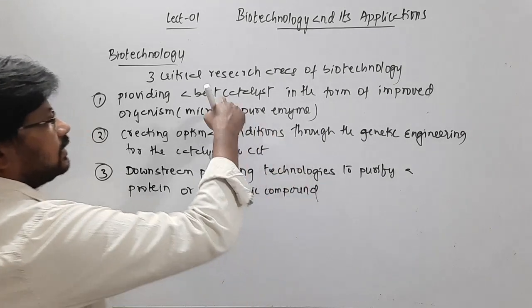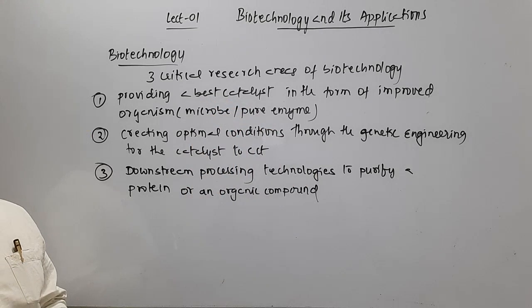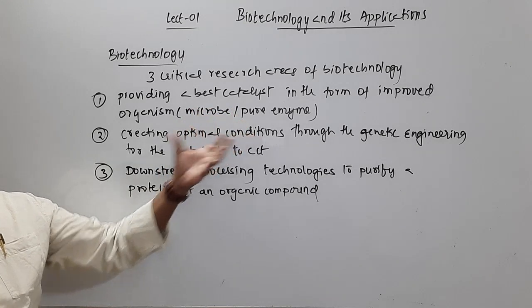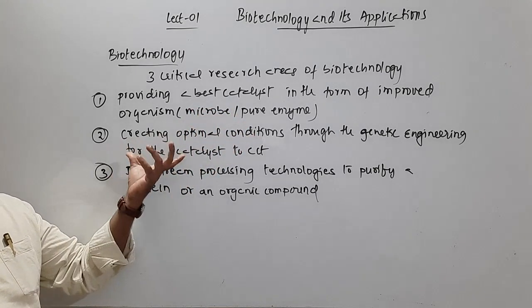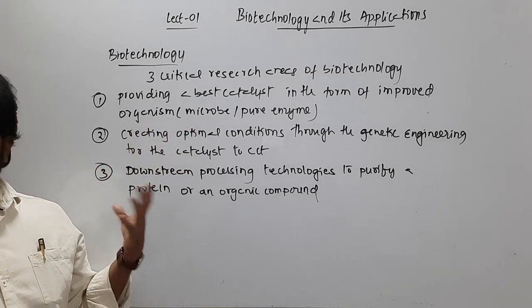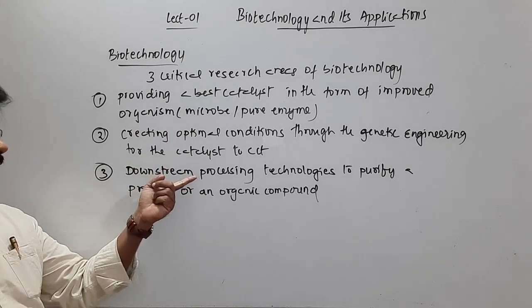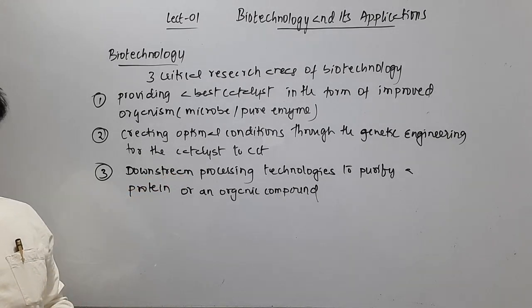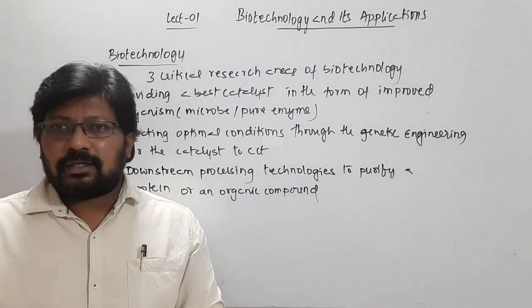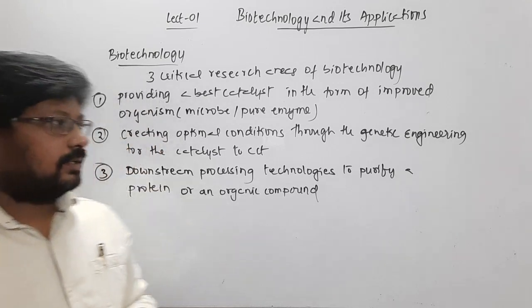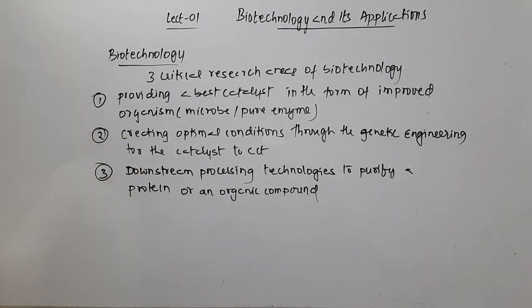So these are the three critical research areas. Scientists are trying to develop the best microbes or pure enzymes. That is one research area. Another research area is the conditions at which those developed microbes or enzymes will act at their best. And then downstream processing, where once we get the product, we separate and purify it and use it for marketing purposes. So these are the three critical research areas of biotechnology.